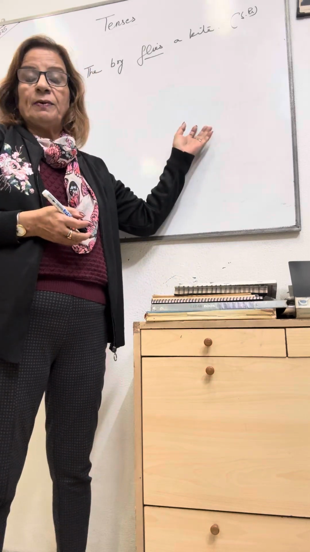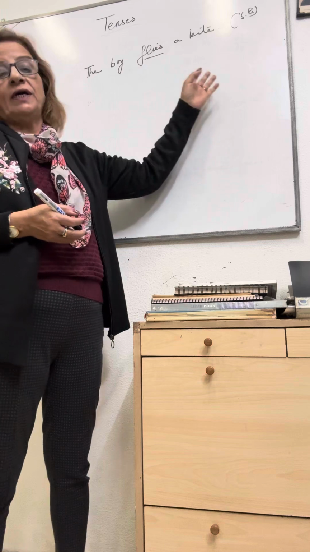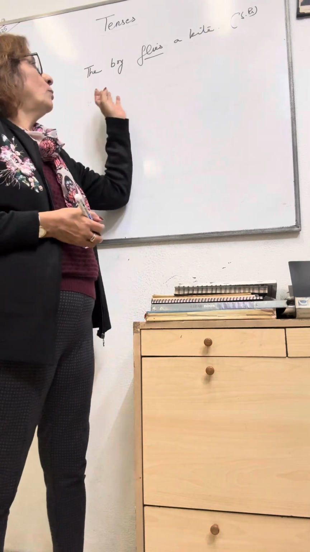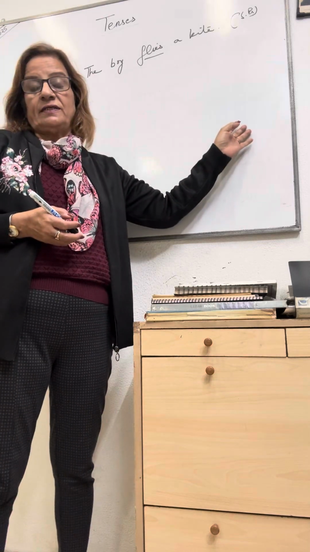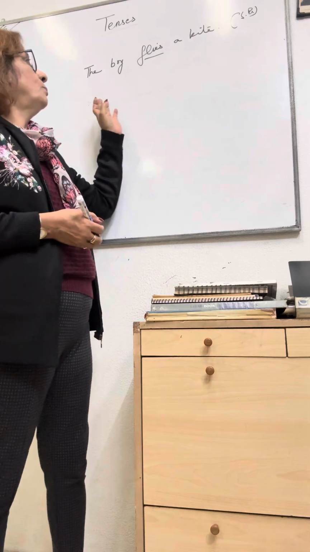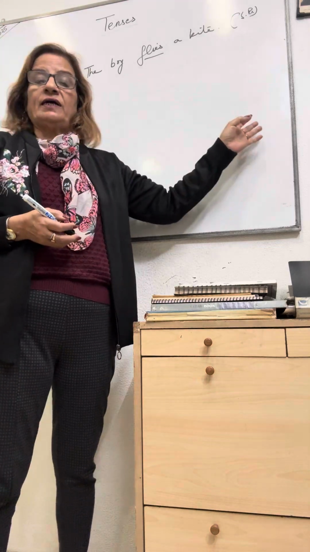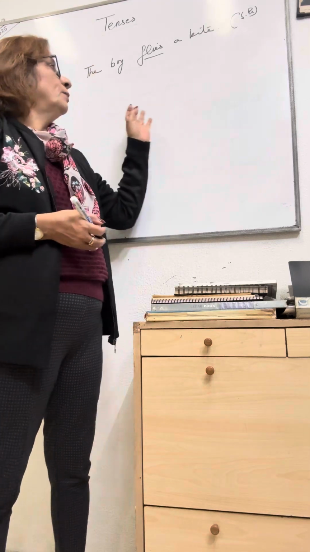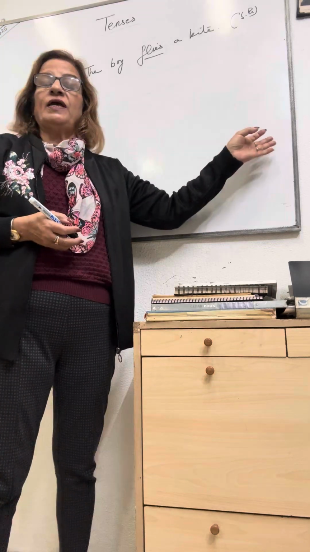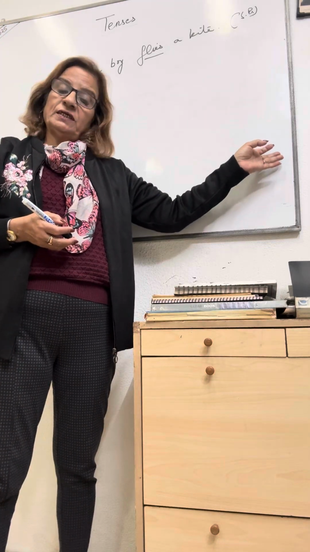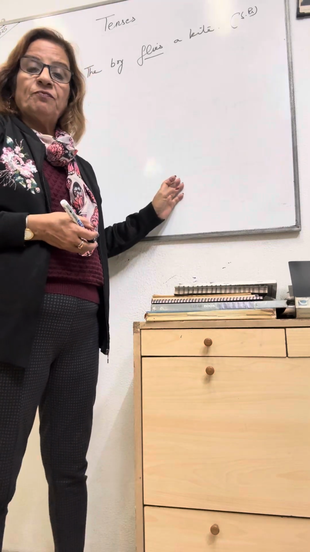Now change it into the past. The boy flew a kite. Simple past. The boy was flying a kite. Past continuous. The boy had flown a kite. Past perfect. The boy had been flying a kite. Past perfect continuous.